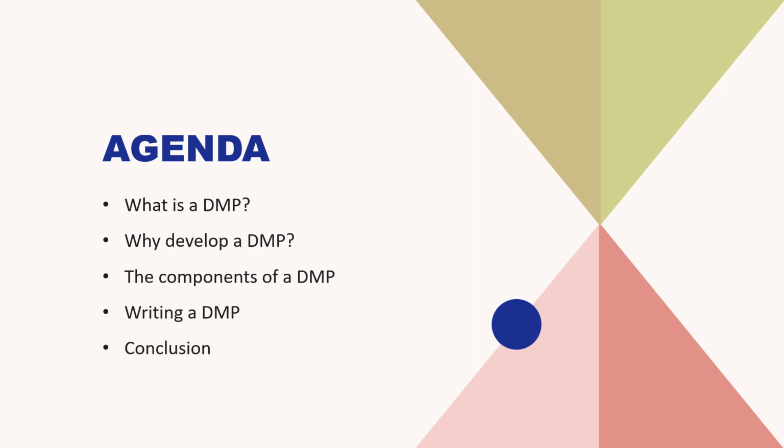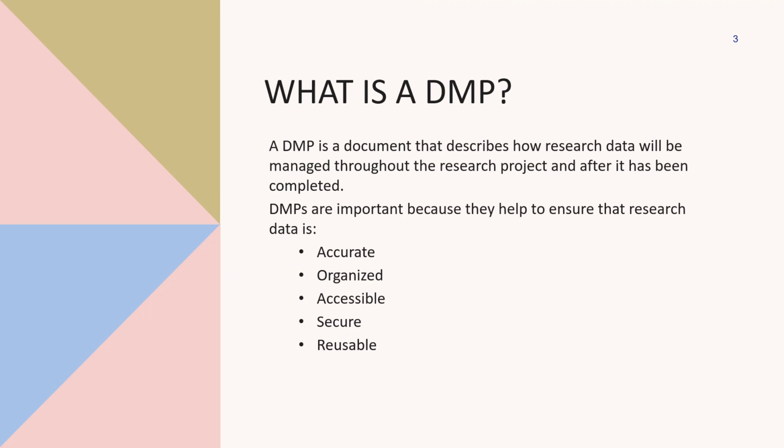A DMP is a document that describes how research data will be managed throughout the research project and after it has been completed. DMPs are important because they help to ensure that research data is accurate, organized, accessible, secure, and reusable. There are many reasons why researchers should develop a DMP. For example, DMPs can help researchers to comply with the funder requirements, as I discussed already. So what is a DMP?